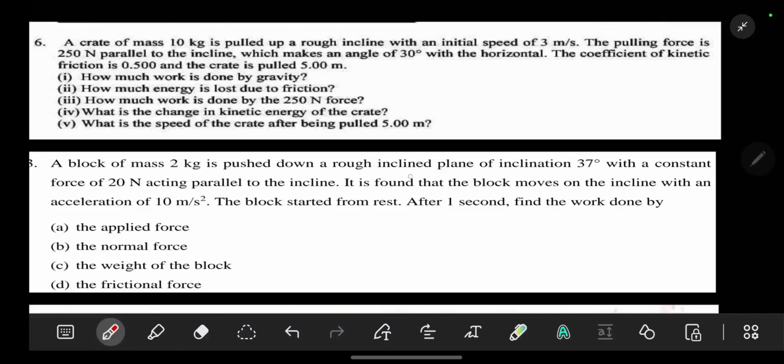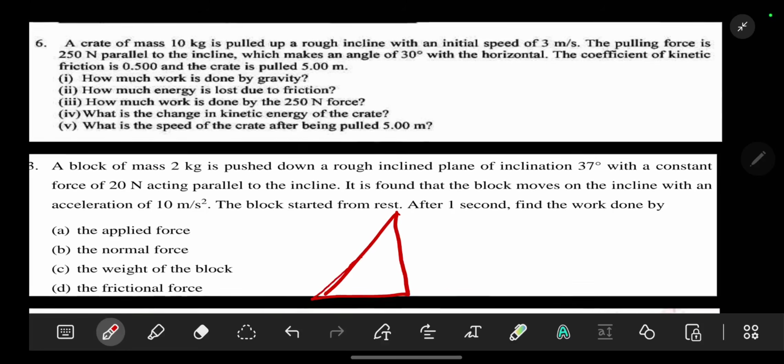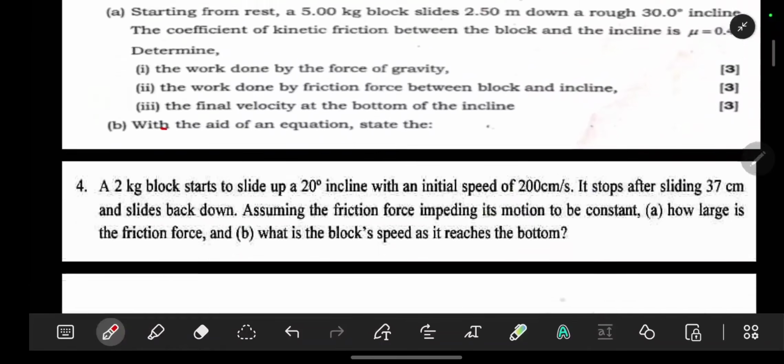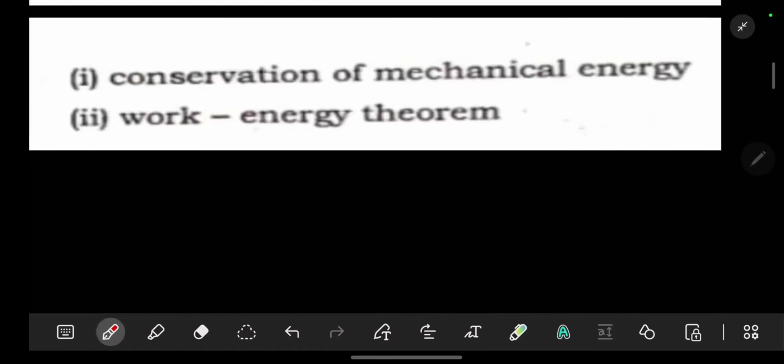So here today we are going to be looking at work done on an incline. We are going to look at many questions to equip us on what we need to know. So we are going to do all these questions. Now before that, let's discuss some terms.